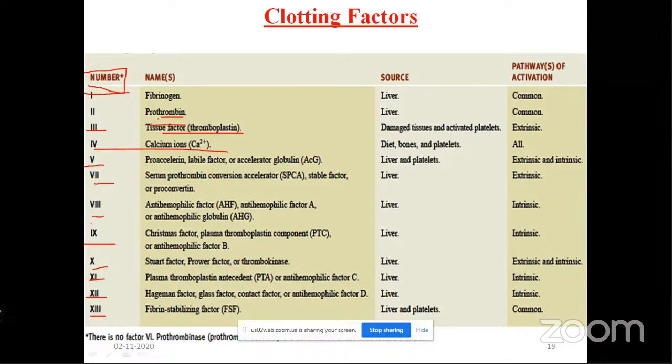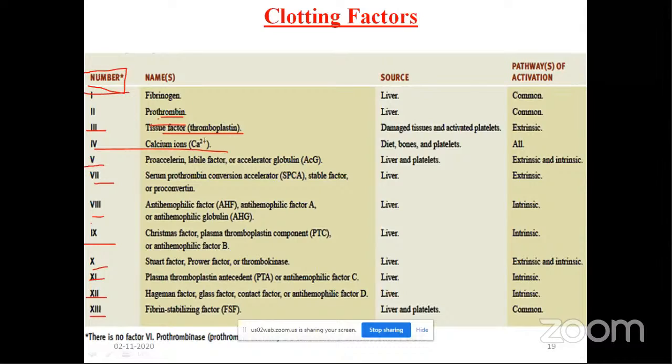Now these are very important questions which may be asked during the exam. Give an account of the mechanism of clotting of blood, give an account of the different clotting factors. So you have to explain the names of the different clotting factors, where they are synthesized, and what is the role of each clotting factor within the clotting cascade. So the first clotting factor is fibrinogen, second one prothrombin, third is tissue factor or thromboplastin, fourth one calcium ions, and they are important for all the steps of the clotting cascade.